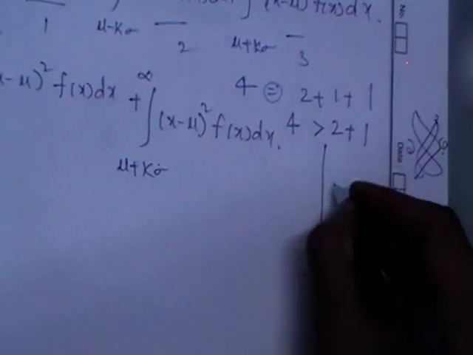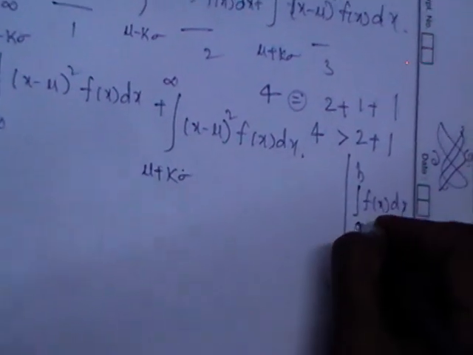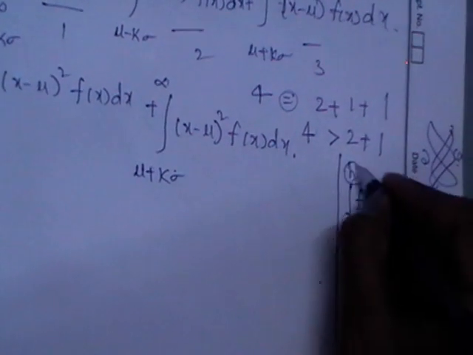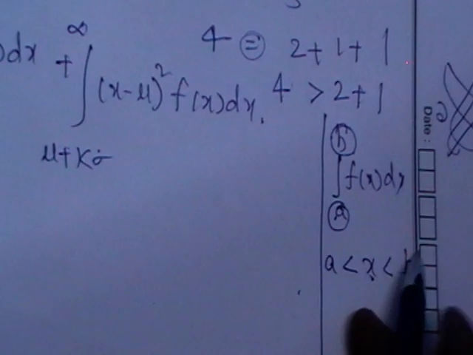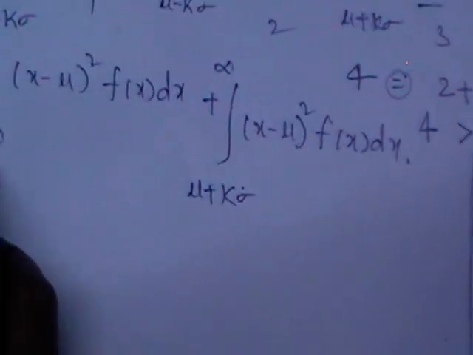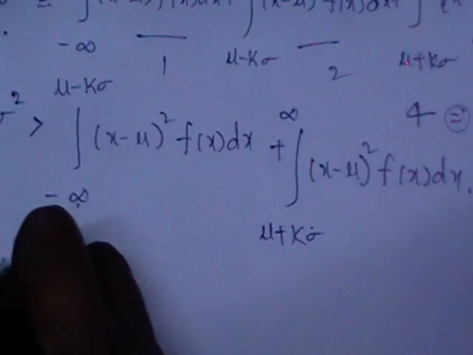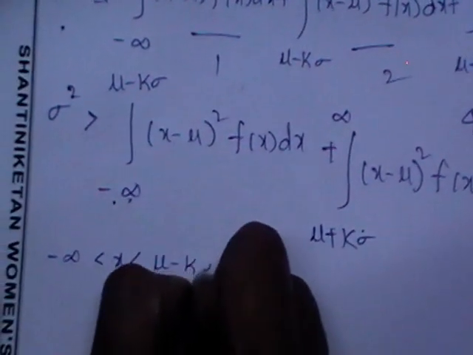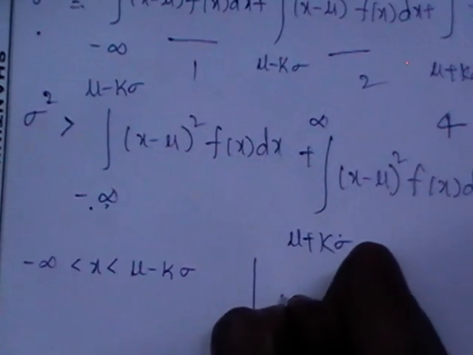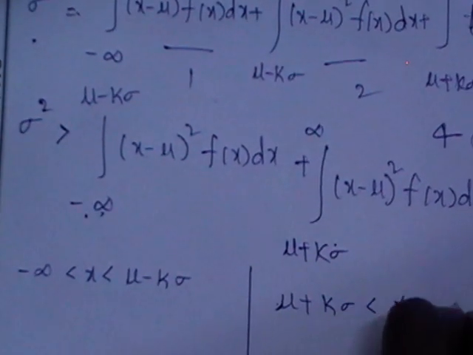Now see, you have a to b f of x dx. We call this the lower limit and this the upper limit, so a less than x less than b. This is the relation between the variable and the limits. So you have minus infinity here and mu minus k sigma here. So we can write that as minus infinity less than x less than mu minus k sigma. Similarly here, mu plus k sigma less than x less than infinity.